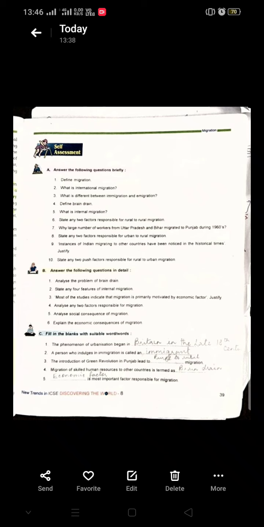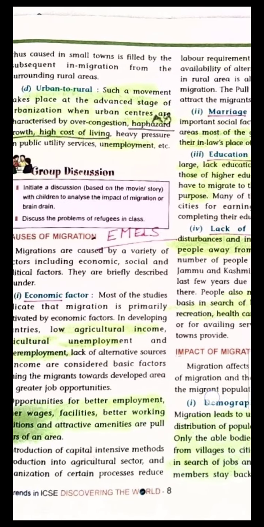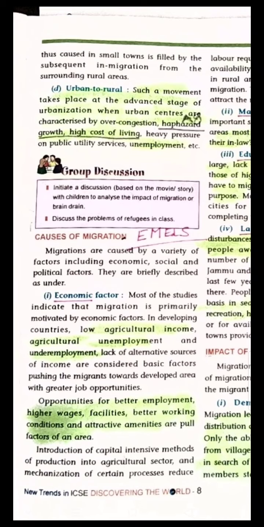Question number 4. Children, please focus on this question. Analyze any 2 factors responsible for migration. And for this, turn to page number 37. And the causes of migration, they have asked to analyze any 2 factors of migration. So one of the factors is the economic factor.